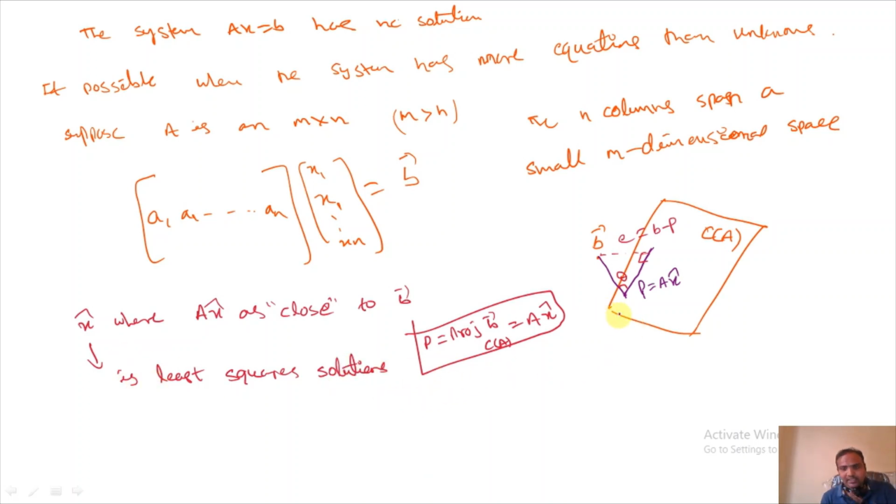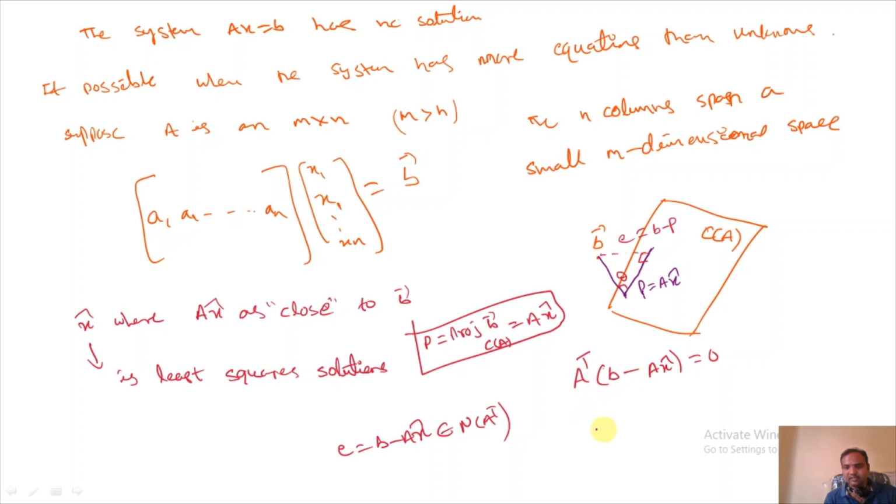Last class we discussed the column space. We know that A transpose times the error vector b minus A x hat equals 0. This is orthogonal. That means the error vector b minus A x hat lies in the left null space, the null space of A transpose. We know the column space and left null space are orthogonal.